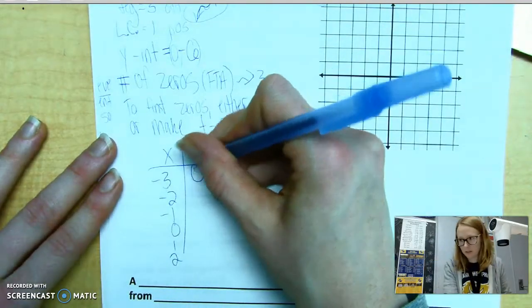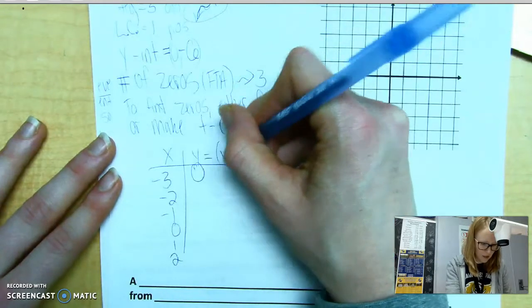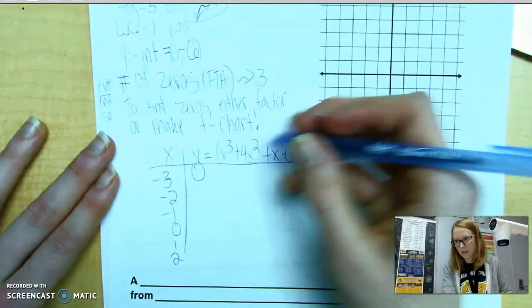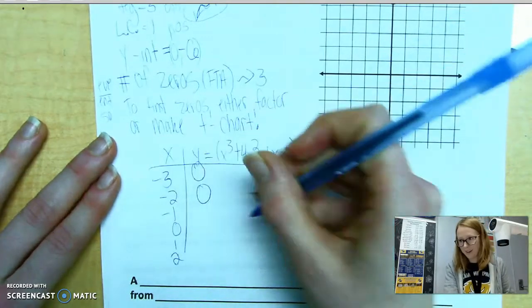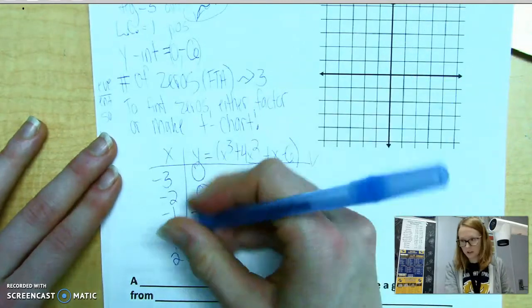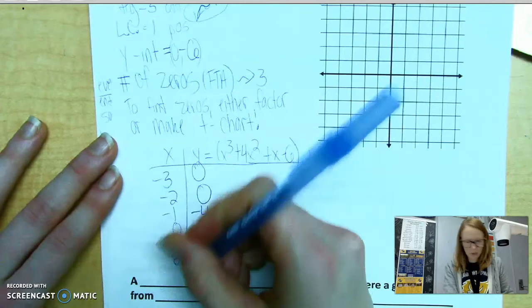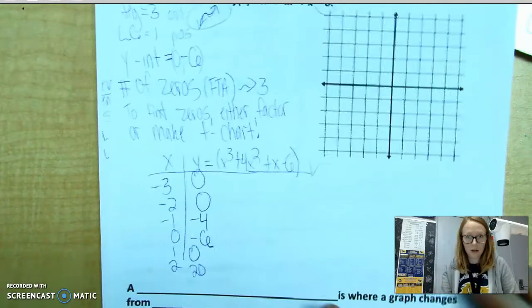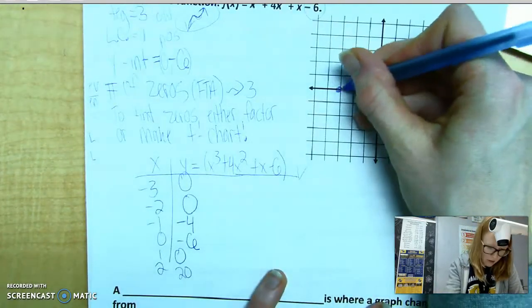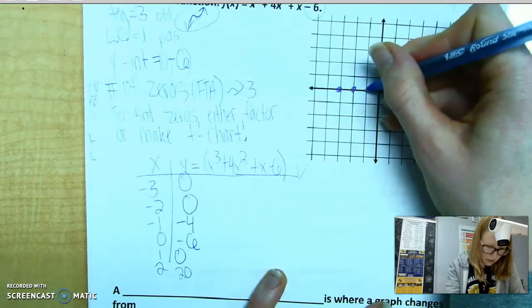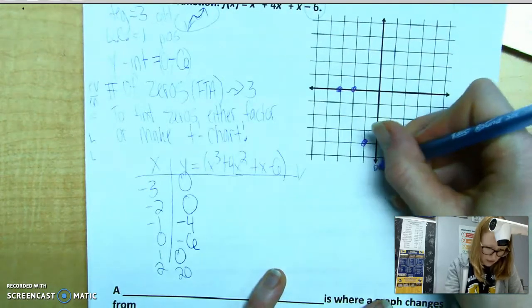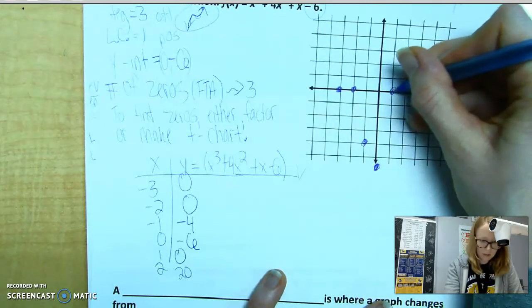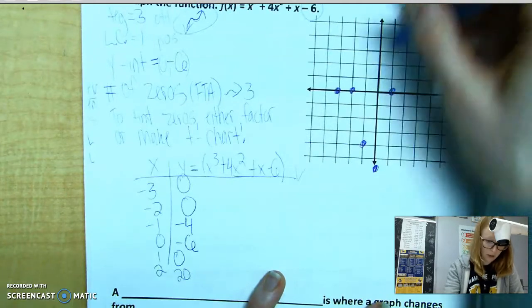So I'm just going to give you these numbers. We could just plug in. Remember, we would plug into x cubed plus 4x squared plus x minus 6. I'm going to tell you where our zeros are and what these values are. Once again, you can just use a calculator. And then once you have all these coordinates, this should really help you to draw your graph, right? I have (-3, 0), (-2, 0), (-1, -4), (0, -6). And then I have (1, 0), and then I have (2, 20), way up here, right?